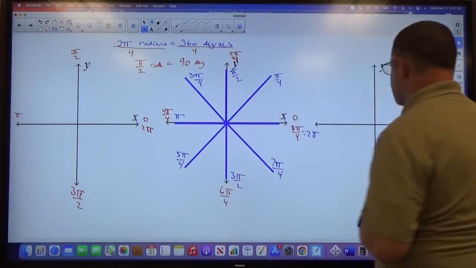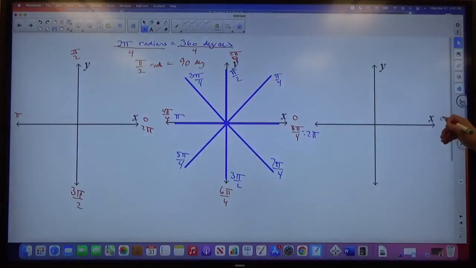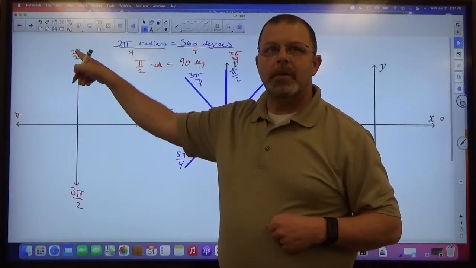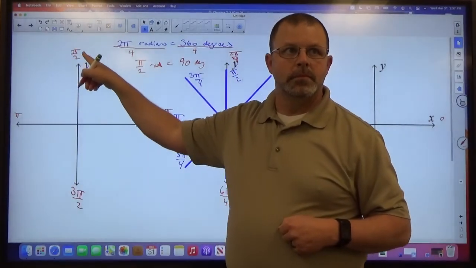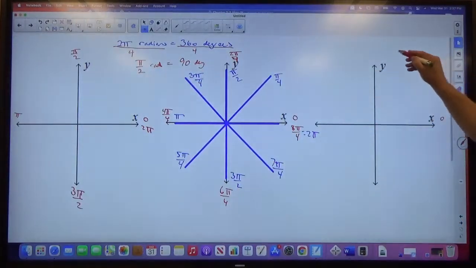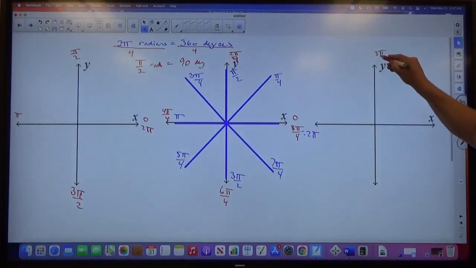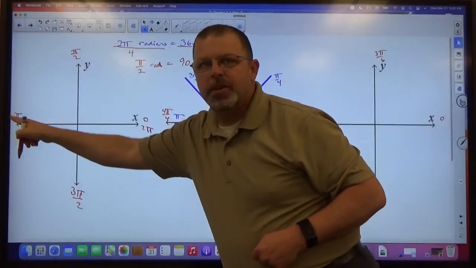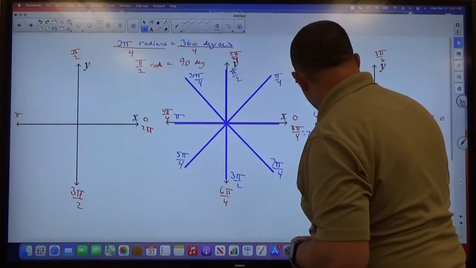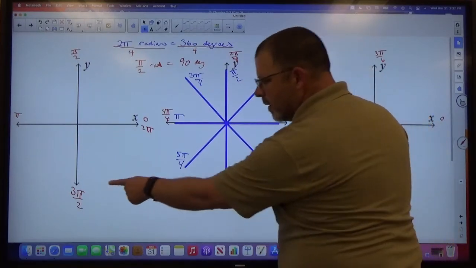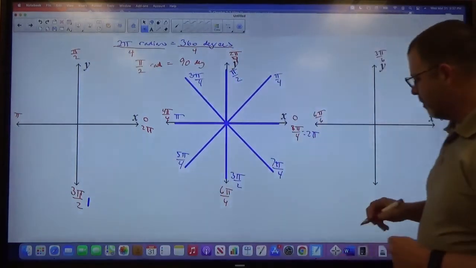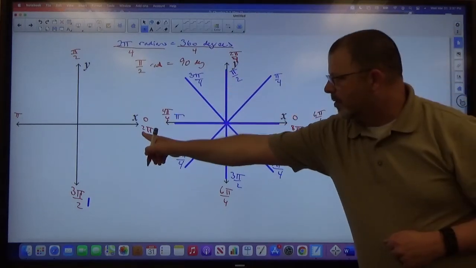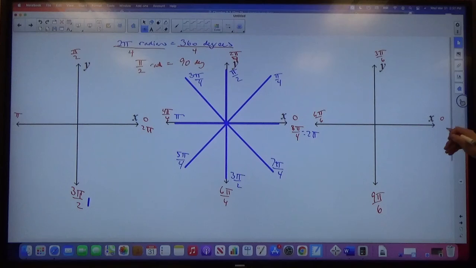So, 0 is 0. If I take pi over 2, if I make it over 6, it's times 3, right? So times 3, so it's going to be 3 pi over 6 right here. This is pi, so times 6 is going to make 6 pi over 6 here. Times 3 here is going to make 9 pi over 6. Times 6 makes 12 pi over 6.